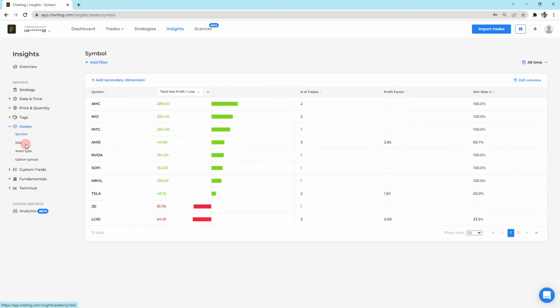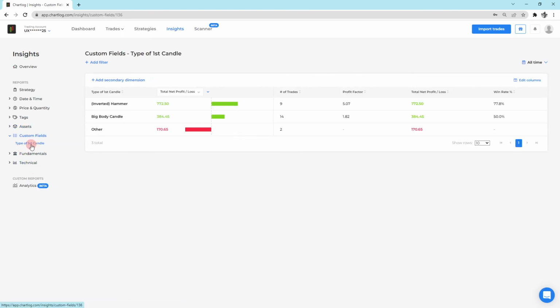The second idea was that we thought that our 1 minute ORB works best after hammer candles. So for that, we already created the custom field called type of first candle. So to check out the analysis, we choose this one, and we see that after inverted hammers to the short side and hammers to the long side, we made 772 bucks. After big body candles, we made 384, even though we took more trades. And for other candles, we actually lost.